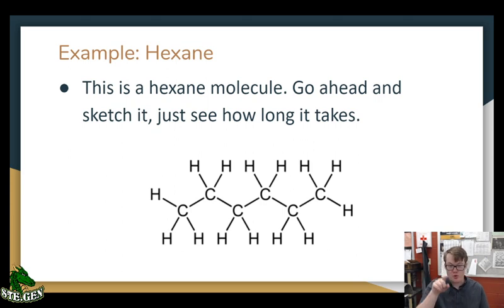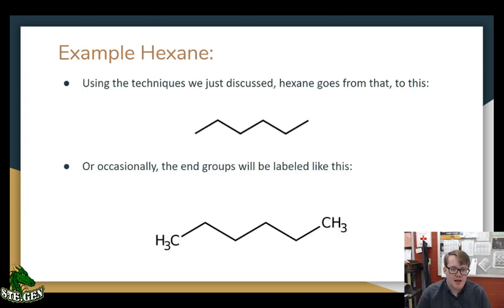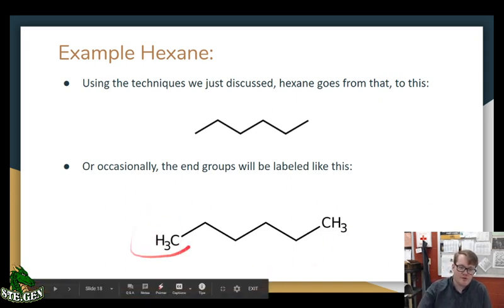Again, each of the points of the kinks in the chain represent a carbon. All of the points where it's bent represent that there's a carbon there. And then we just assume that there have to be hydrogens filling in all the gaps. Using this technique, hexane goes from that to this, or occasionally the end groups will be labeled. This just depends on where you're drawing it from or what specific type of chemistry you're doing. In this case, we've got our 1, 2, 3, 4, 5, 6.